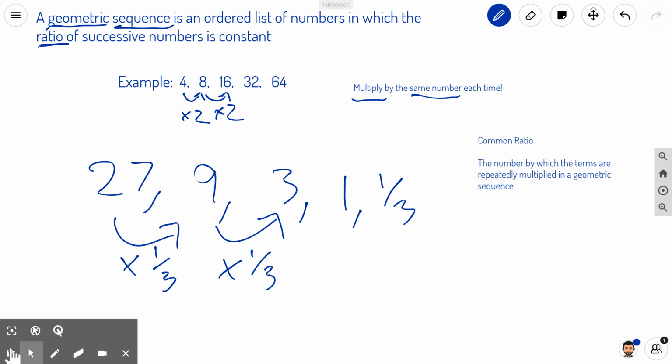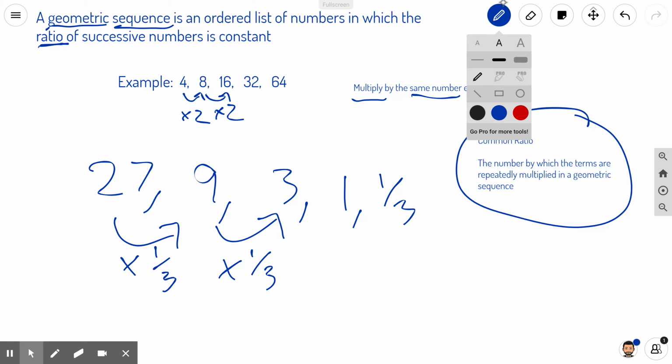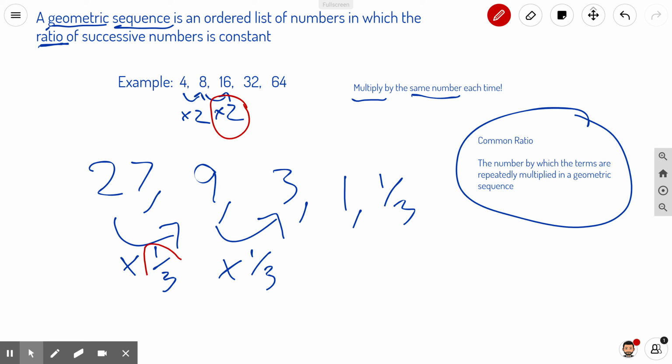That brings us to our second piece of vocabulary. The common ratio is the number which the terms are repeatedly multiplied by. So our common ratio here for our first one was times 2. So 2 would be our common ratio. Down here, our common ratio would be 1/3. And both apply to a geometric sequence.